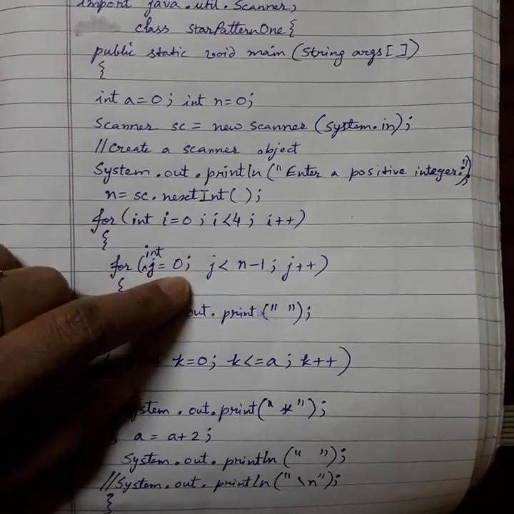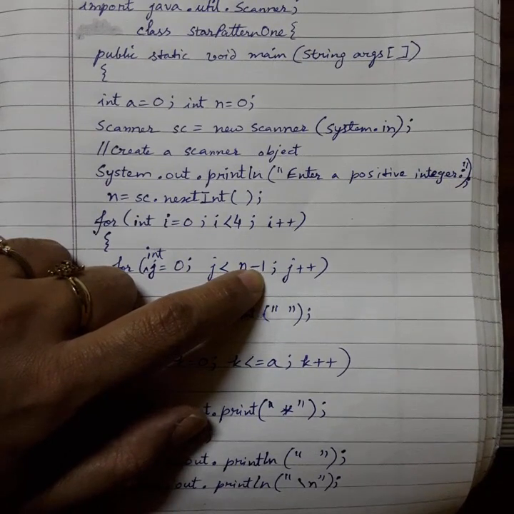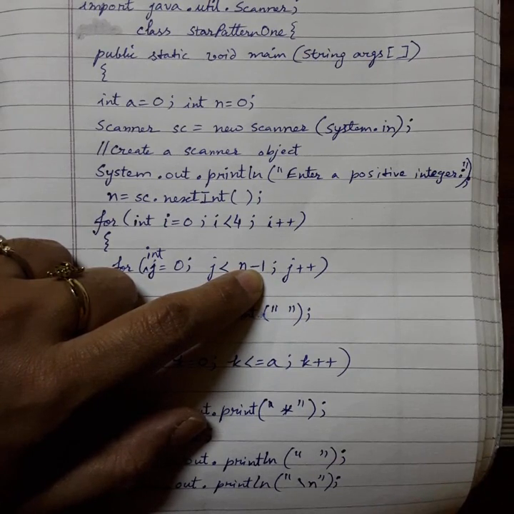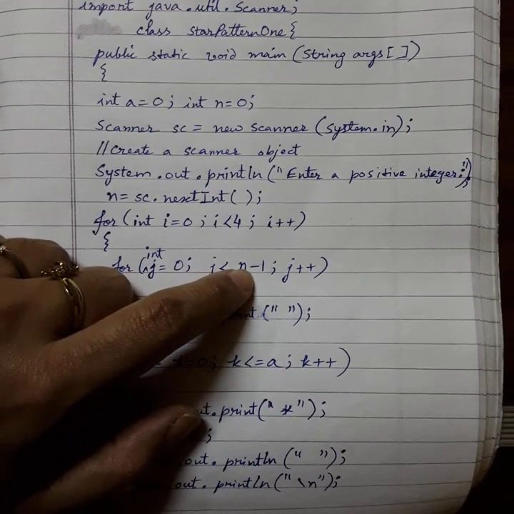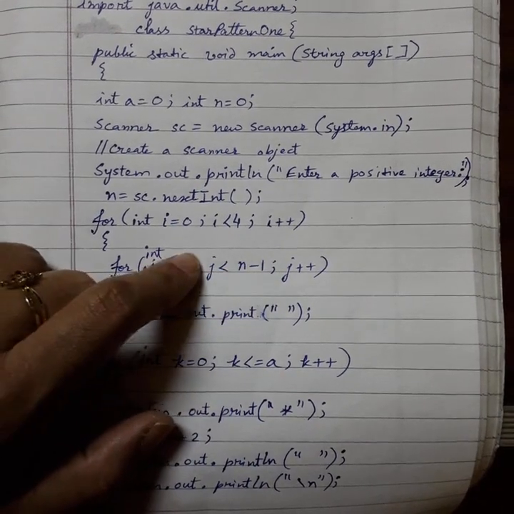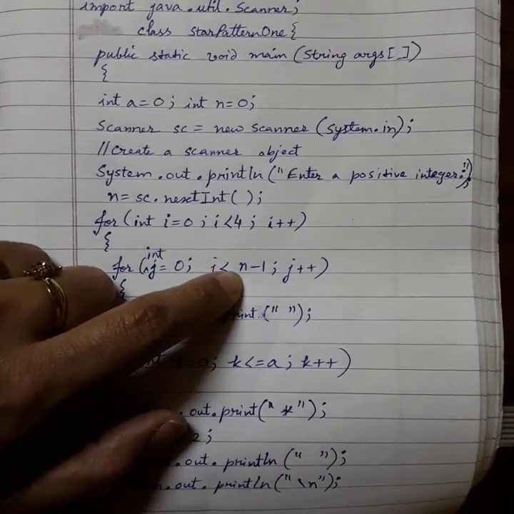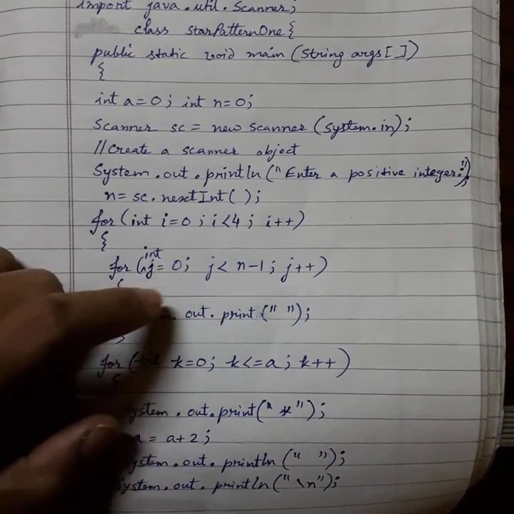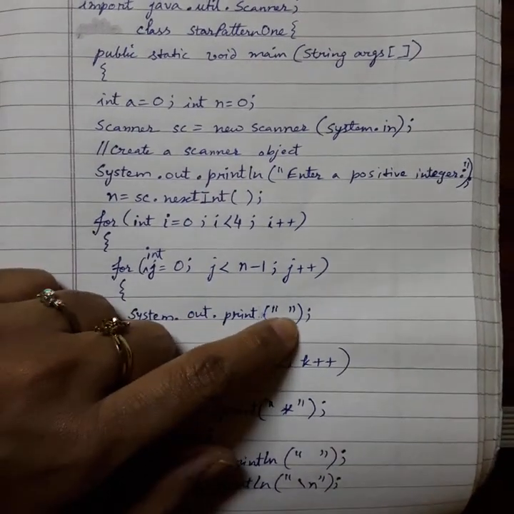j is initialized to 0, j is checking lesser than n minus 1. If I enter n as say 4, that I want 4 lines, it is going to check until 3, that is 4 minus 1, 3. So this loop will run when the value of j is less than 3. So first time it is 0 and it is less than 3, so it prints a space.